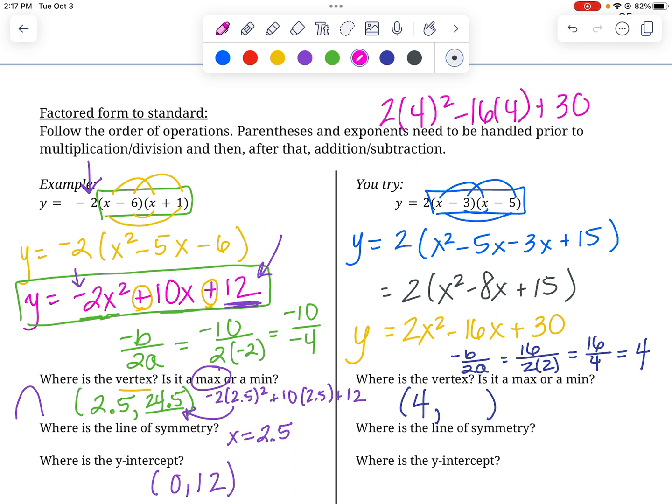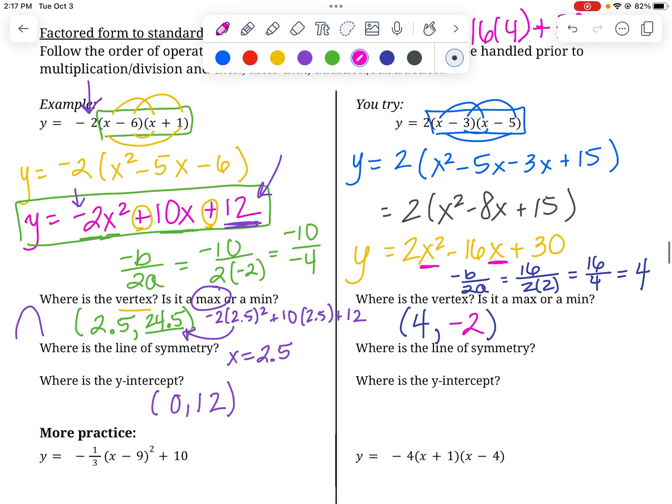This is what it would look like. I could type this in exactly on my calculator. I just put in 4 for both x's, and I'm going to find the y that goes with that. And when I do that, I get negative 2. So our vertex is at 4, negative 2. The line of symmetry is the x value of the vertex. And my y-intercept is always the constant at the end of standard form. So my y-intercept is 0, 30.